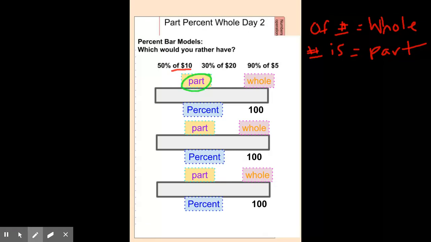Okay, so we're going to put the pieces where they belong. 50% is our percent, so I'm going to put 50 down here. And you guys can go ahead and type in that box. I just can't type like this. Of $10 is our whole, so 10 is going to go right here.